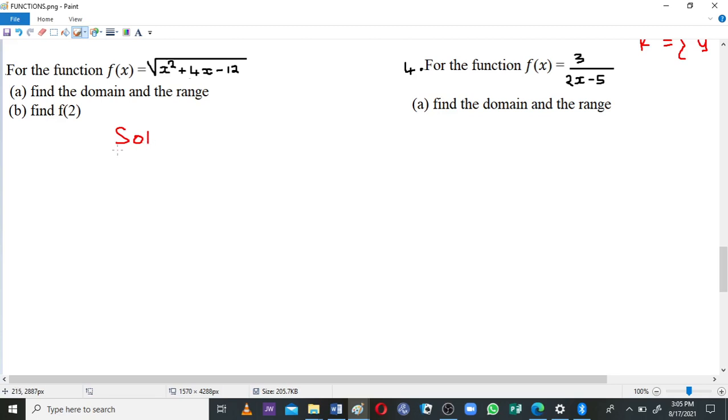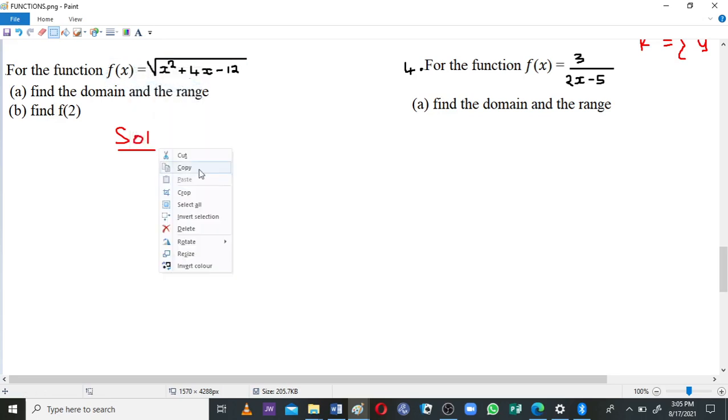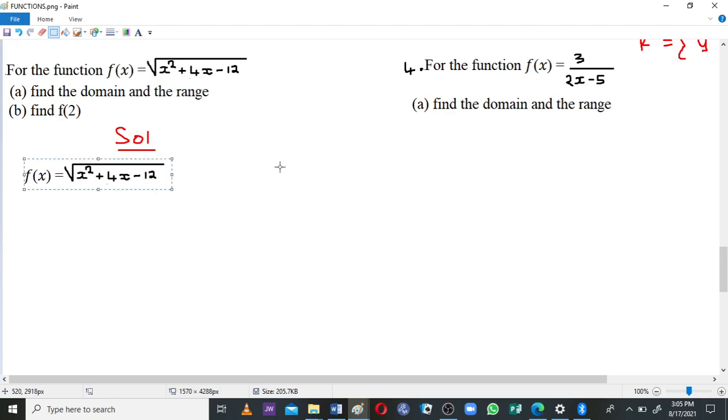As well as evaluating a function at a given point. So the function we have is this one. Let's take the function that we have, which we want to find the domain and the range. So the function we have is still this one.